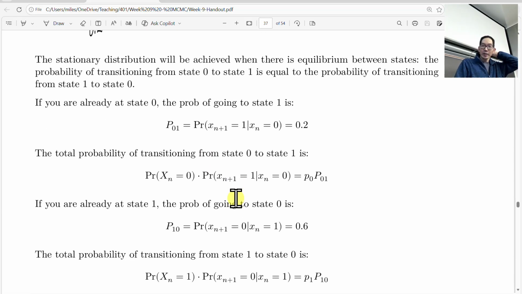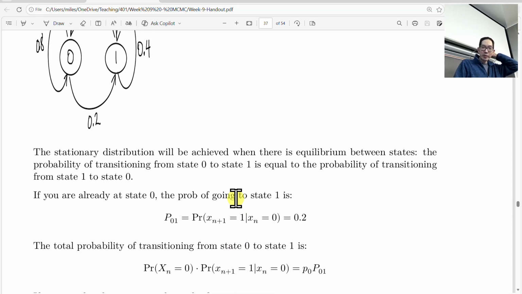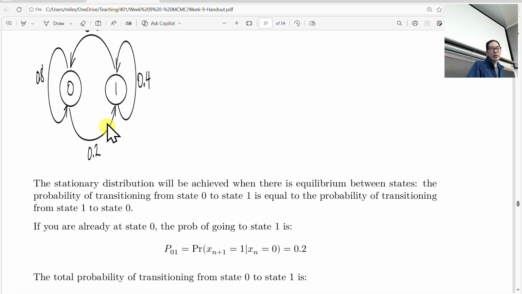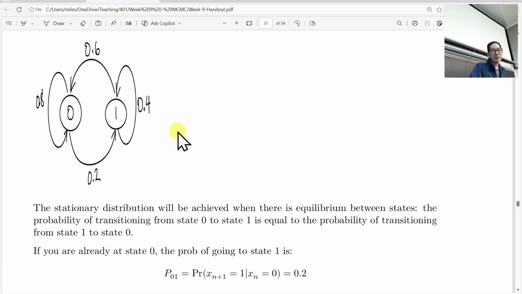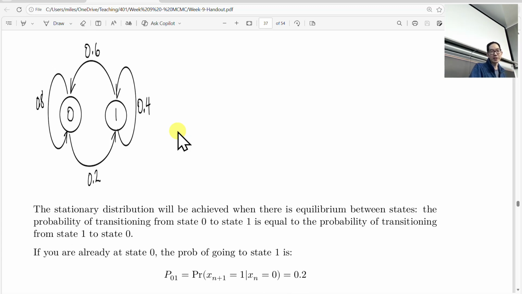Now, what we want to do is figure out what the stationary distribution of this thing is. If I have some distribution over 0 and 1, like a 50% probability of being in 0 and a 50% probability of being in 1, does that mean at the next state I will also have 50% probability in 0 and 1? In that case, I won't.